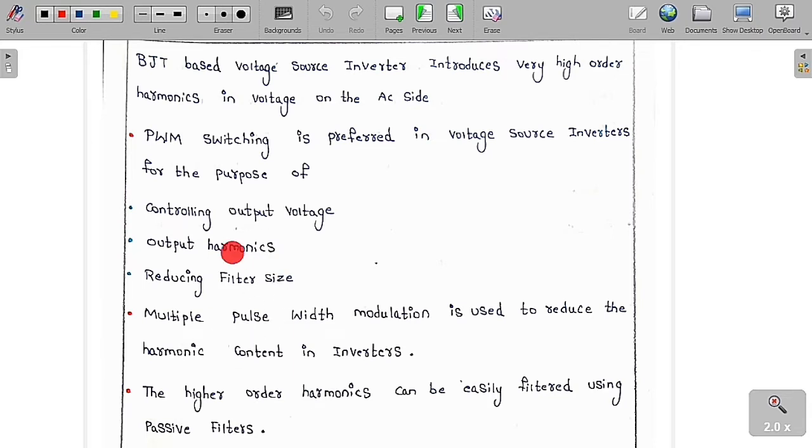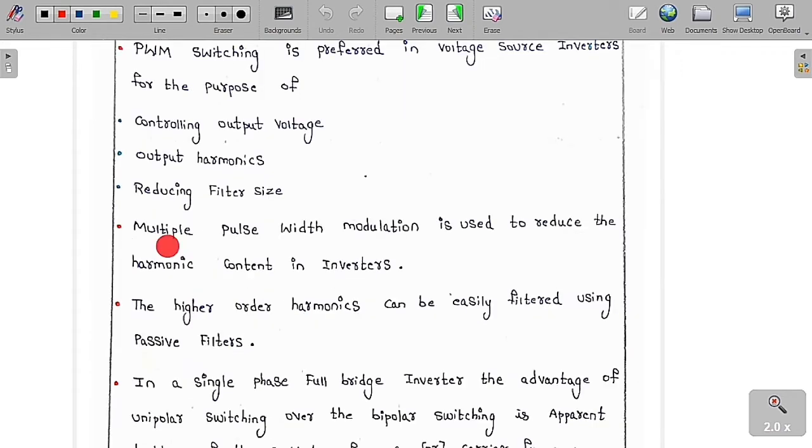So these are the advantages with the help of this PWM switching. Controlling output voltage, output harmonics are also controlled, and then reducing the filter size. Multiple pulse width modulation is used to reduce the harmonic content in the inverter.